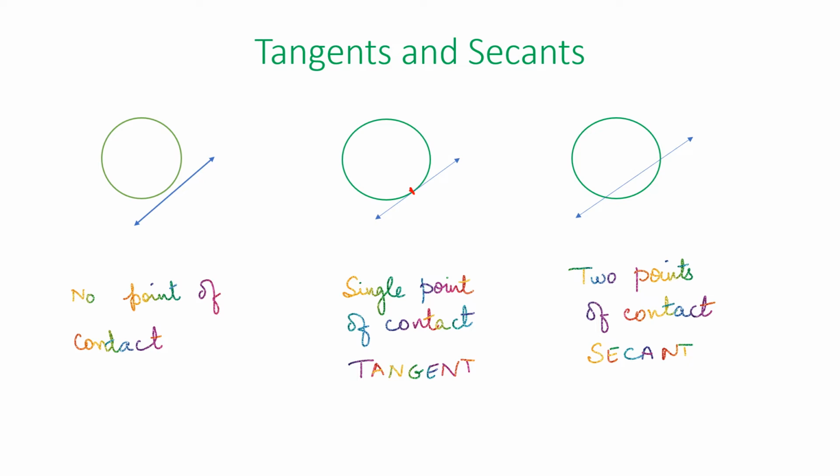such lines are called tangents. When a line and a circle intersect at 2 points, then there are 2 points of contact, and such lines are called secants. So this is a secant and this is a tangent.